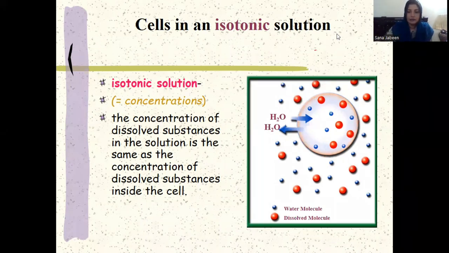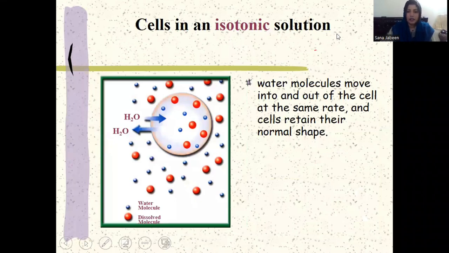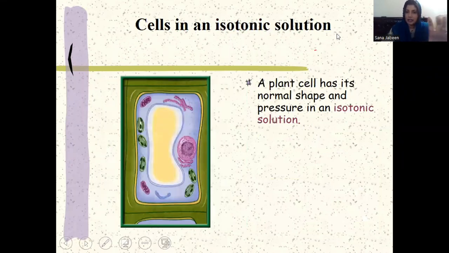The next thing, you can see this is a plant cell. If it is present in an isotonic solution, nothing will happen because everything is going to move inside and outside properly. Nothing extra is going to enter the cell, nothing extra is going to leave the cell. No net water molecules are going to move.